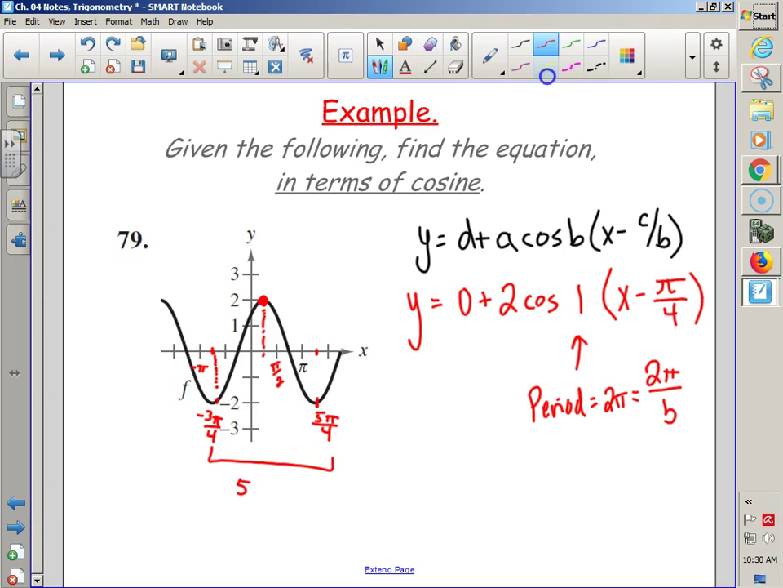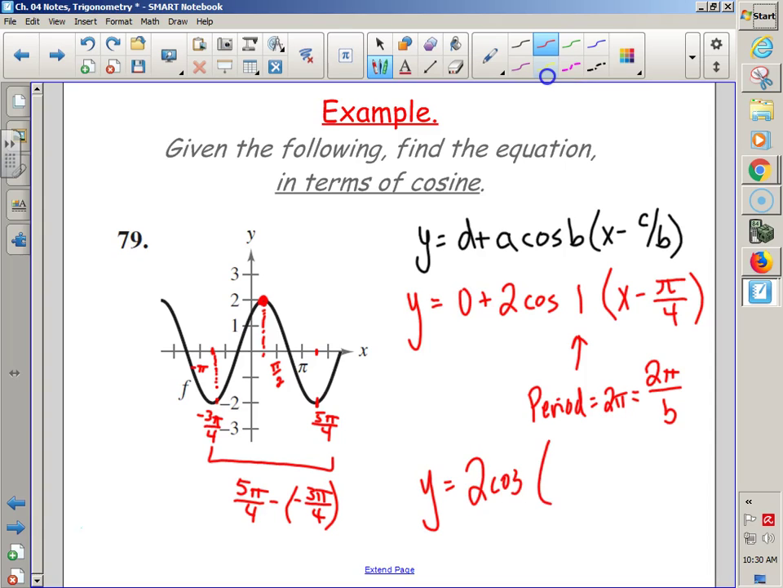Well, you could go ahead and do 5 pi over 4 minus negative 3 pi over 4. You could find the distance by subtracting the 2. Subtracting a negative is adding. What's 8 pi over 4? 2 pi. So either way, it is 2 pi. Thank you, Joe. When I look at the side, it's a little bit skewed. But it's still 2 pi. So the B is still 1. So what's our final answer?